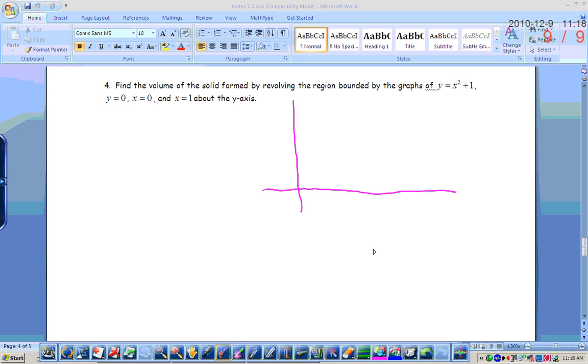Okay. All right, number 4. Find the volume of the solid formed by revolving the region bounded by y equals x squared plus 1, y equals 0, x equals 0, and x equals 1.